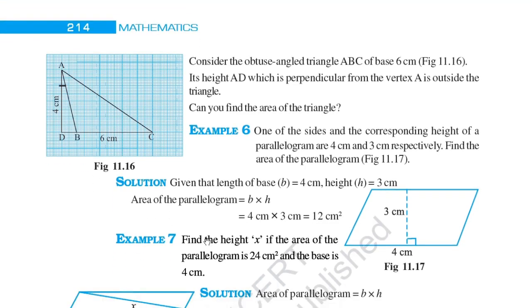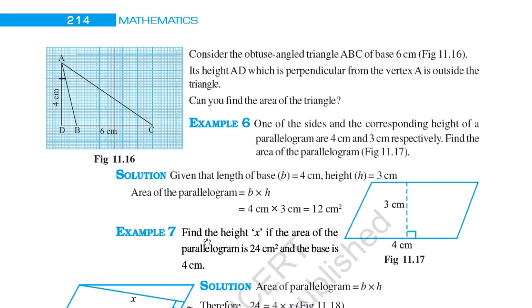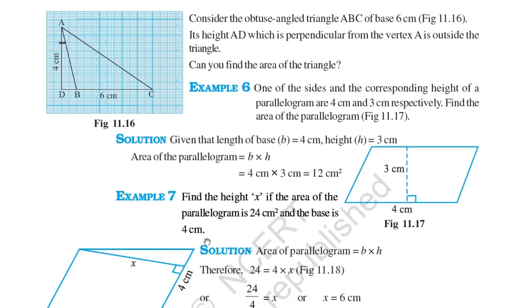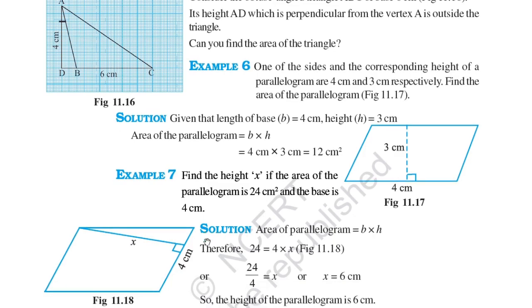Example: one side and the corresponding height of a parallelogram are 4 cm and 3 cm respectively. Find the area of the parallelogram of figure 11.17. Solution: given that the length of the base b is equal to 4 cm and the height is 3 cm.